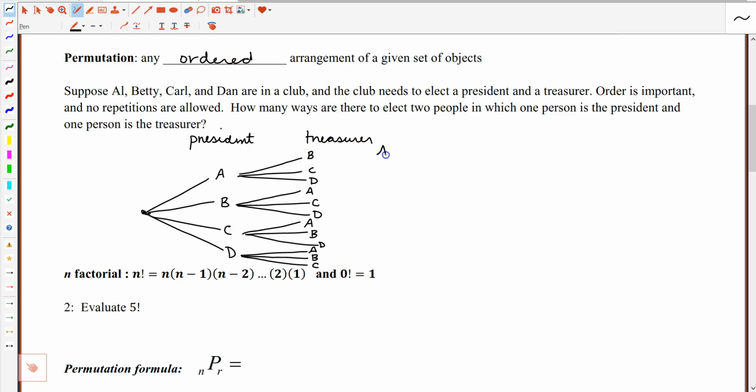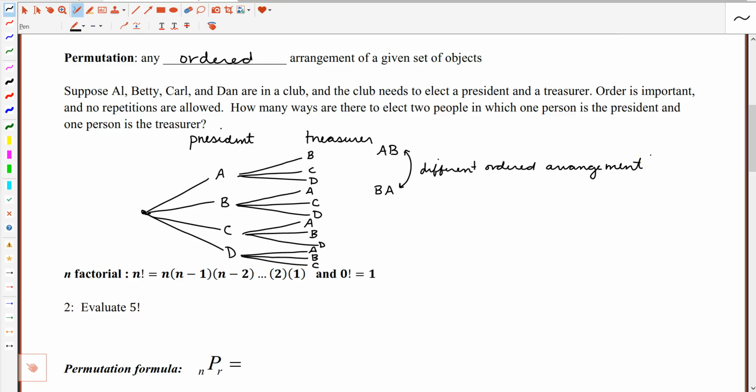So the key thing when we say that it's an ordered arrangement is this one is considered to be A, B, and this one is considered to be B, A, and they are different. Okay, so this is going to be a different ordered arrangement. We're just saying it matters who is listed first versus who is listed second.